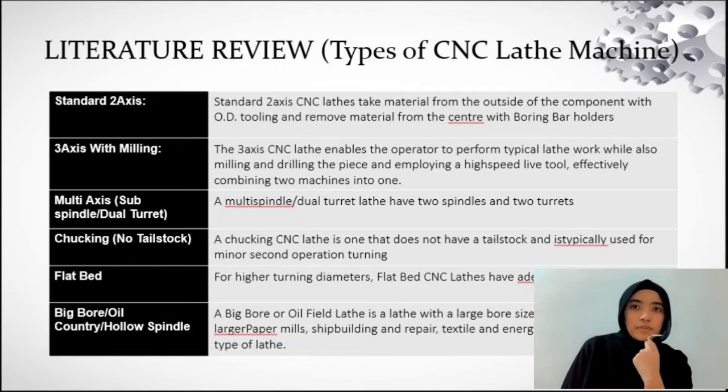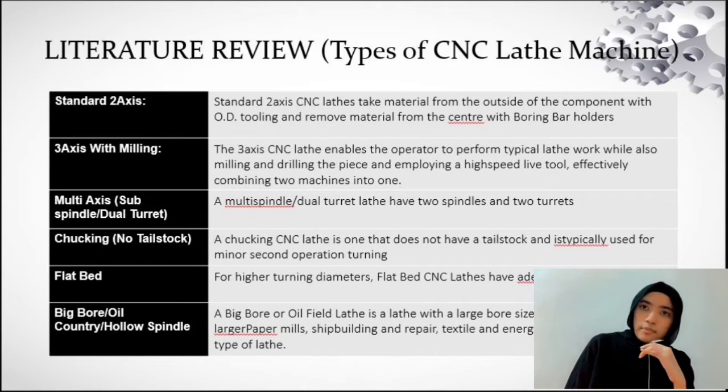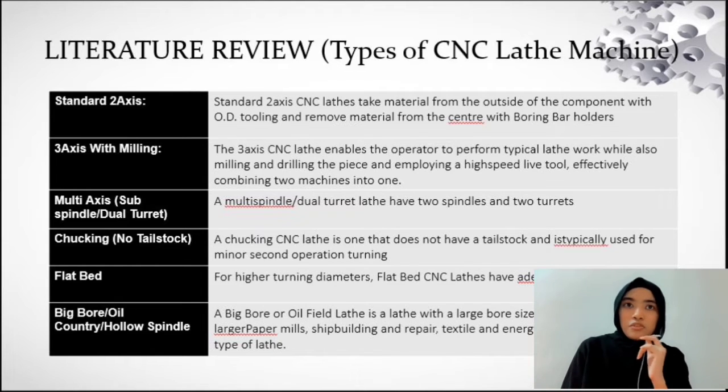There are 6 types of CNC lathe machine. The first one is standard 2-axis, which takes material from the outside of the component with outer diameter tooling and removes material from the center with boring bar holders. Next is 3-axis with milling, which enables the operator to perform typical lathe work while also milling and drilling the piece and employing high-speed live tools, effectively combining 2 machines into one.